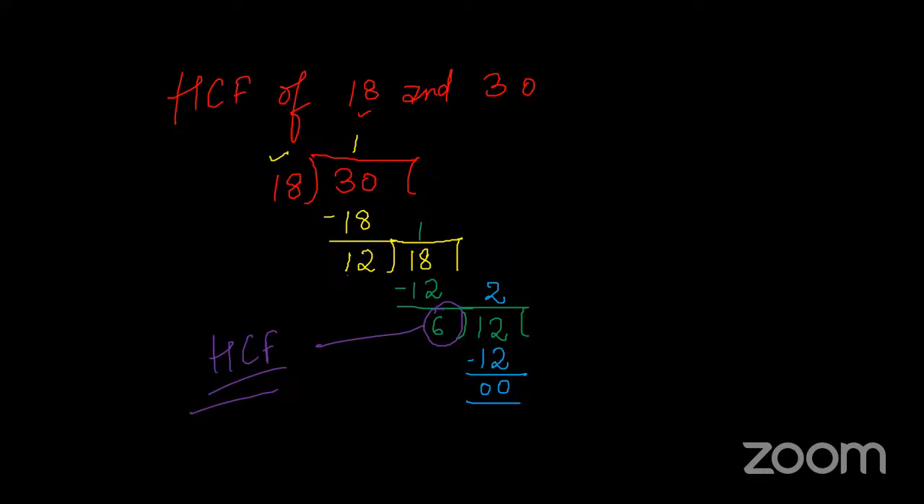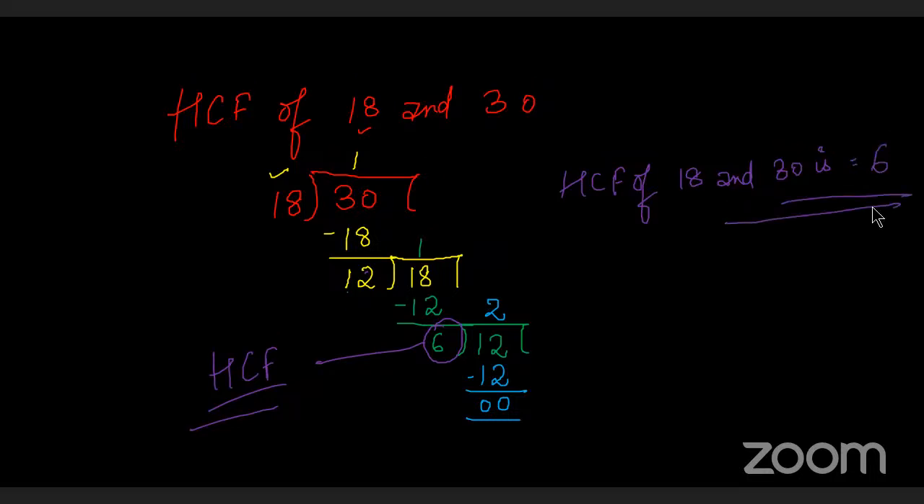Again, you will divide. Again, you have to follow the same step. The remainder will be treated as the divisor, and the divisor in the last step will be treated as the dividend. Once you get 0 as the remainder, obviously you can't proceed further. So the last divisor that you have got, that is the HCF of 18 and 30 is 6. Okay? That's how you have to do it. Understood? You have to continue this process till the remainder becomes 0.